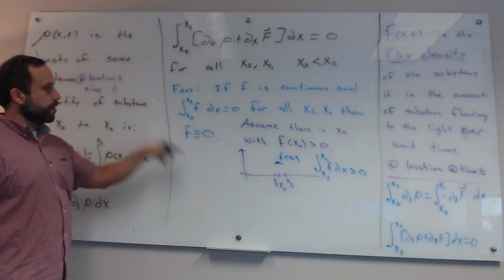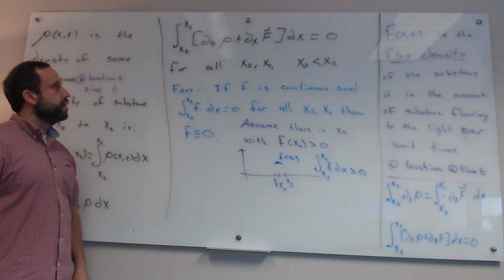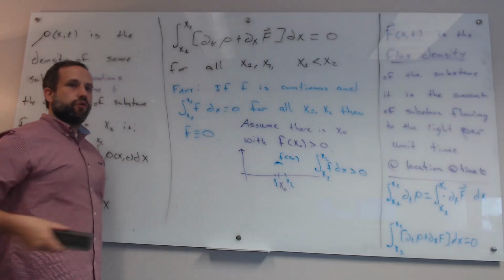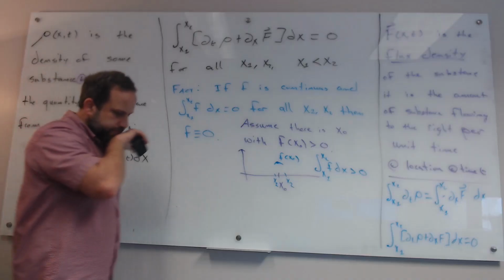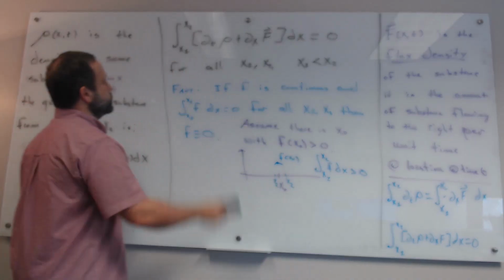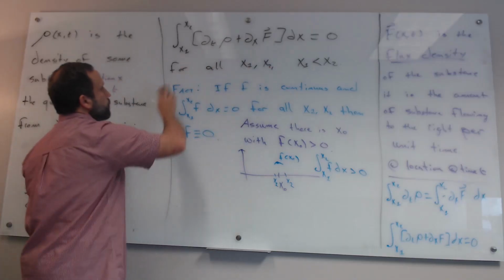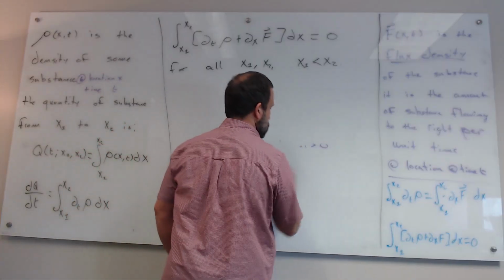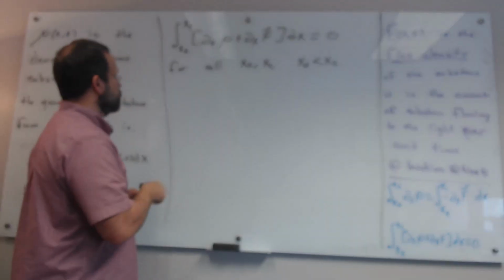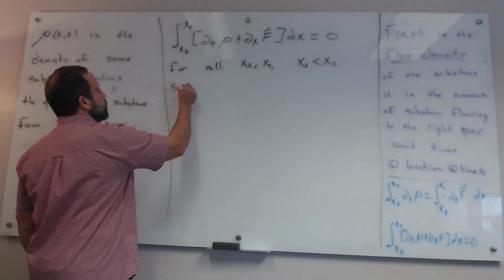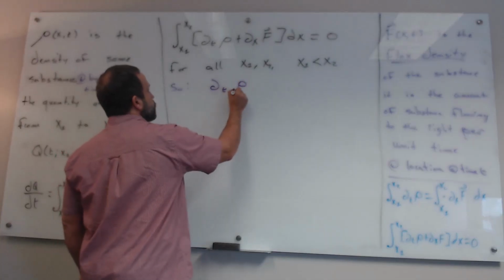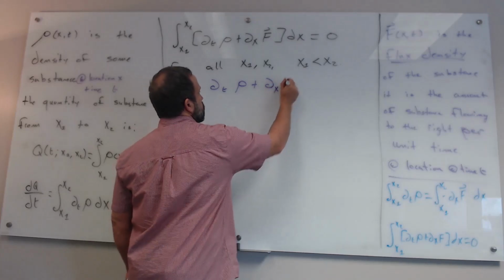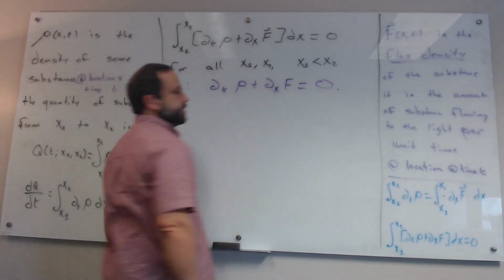Okay, so I'm going to erase this. You might want to copy it down because I'm about to use it. But what we know is that the t derivative of rho plus the x derivative of f, its integral is equal to 0 on any interval. And if we assume that they're continuous, then we can assume that this function is equal to 0. So therefore, this tells us that the t derivative of rho plus the x derivative of f is equal to 0.